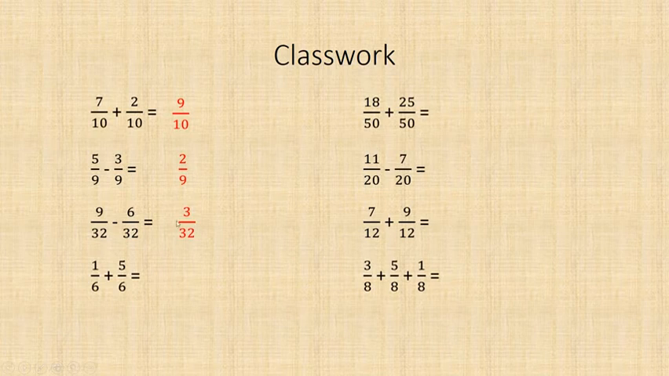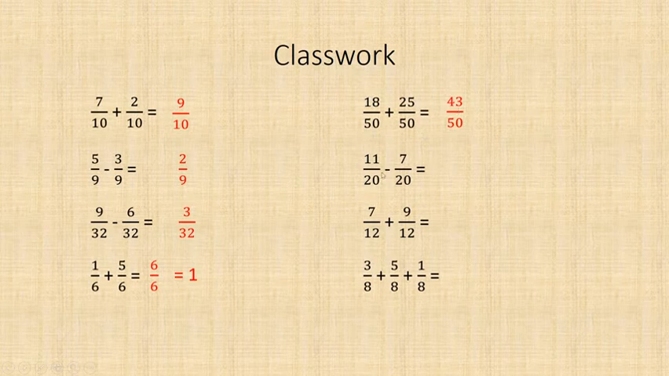If not, please simplify. Okay, 1 over 6 plus 5 over 6, the same denominators, so add the numerators. 1 plus 5 equals 6, and the denominator is 6, so I have 6 over 6, which equals 1 whole. Okay, 18 over 50 plus 25 over 50. Again, the same denominators, so keep it as it is, and add the numerators, which is going to be 43.